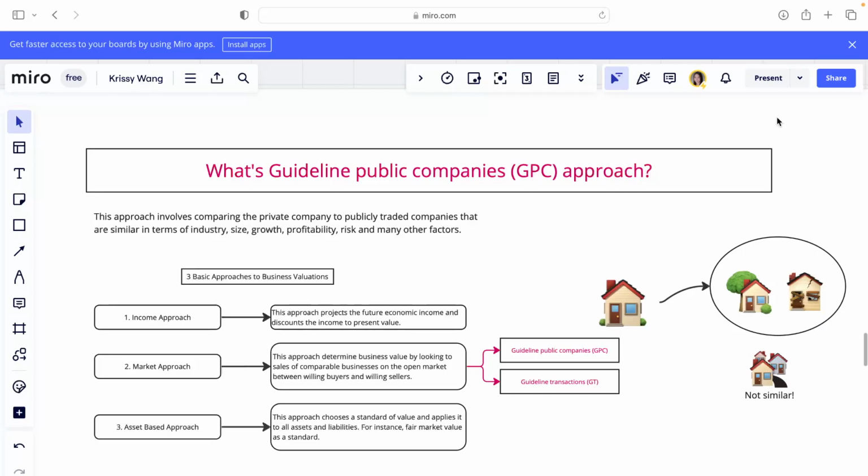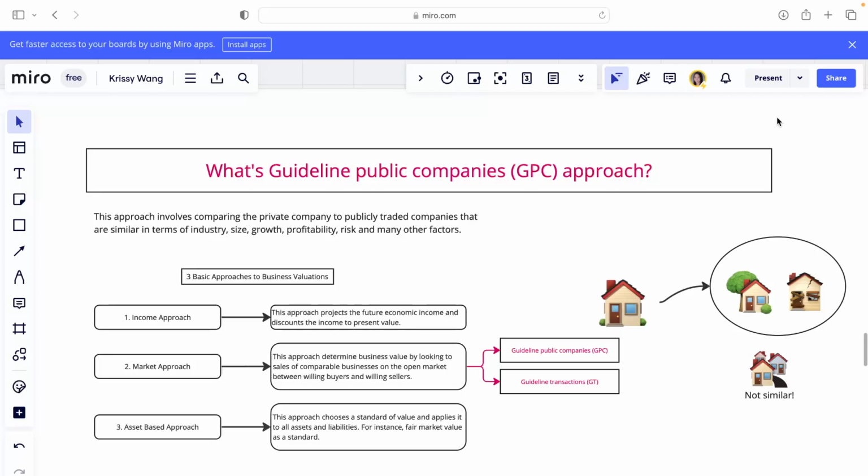Regardless, this will be quality content, I promise. In this video, I'll be focusing on the Guideline Public Companies approach. If you have watched the Intro to Business Valuation Part 2, you should be fairly familiar with these graphs that I'm showing on this screen.